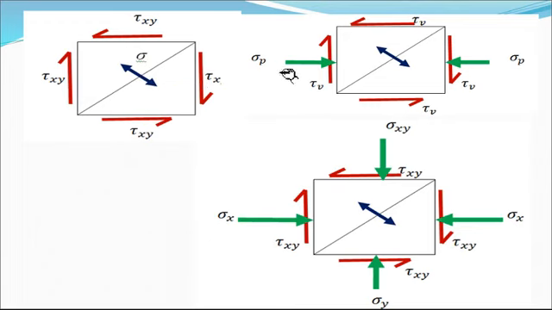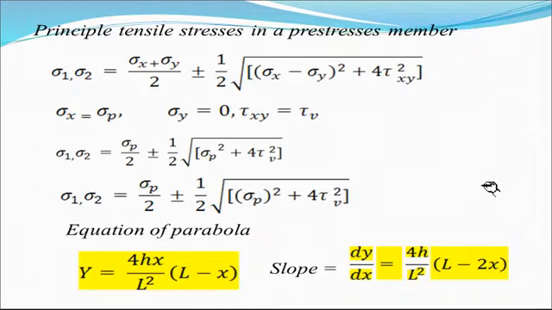Similarly, if the prestressing force is developed in this direction because of the tendon, and shear stress is developed because of the shear force, this is also a case. In the third one, if vertical load is there, horizontal load is there, and shear stress is there, this is the third type. This is the principal stress. Now, how to find out the principal stresses?